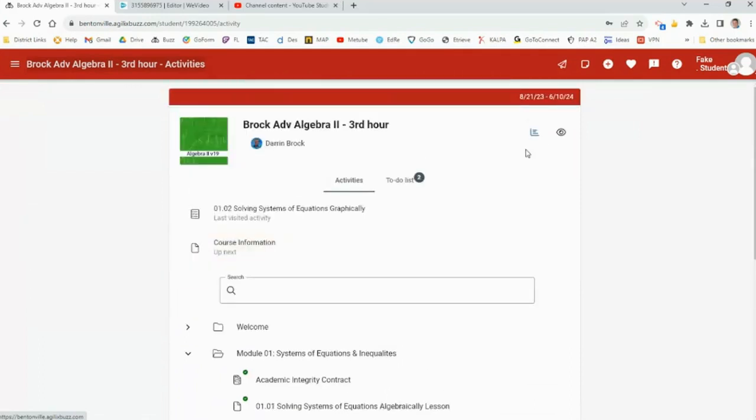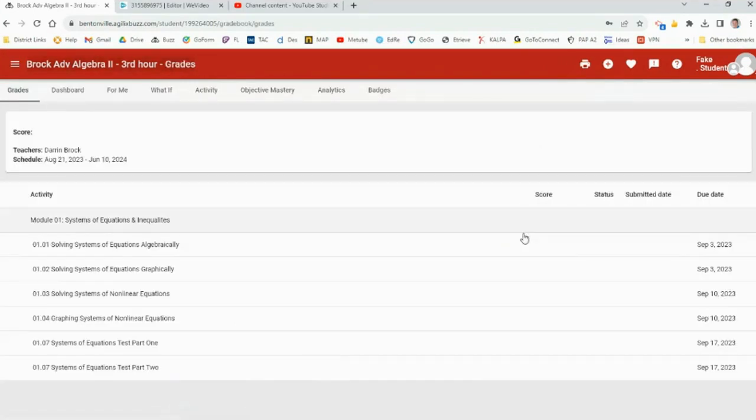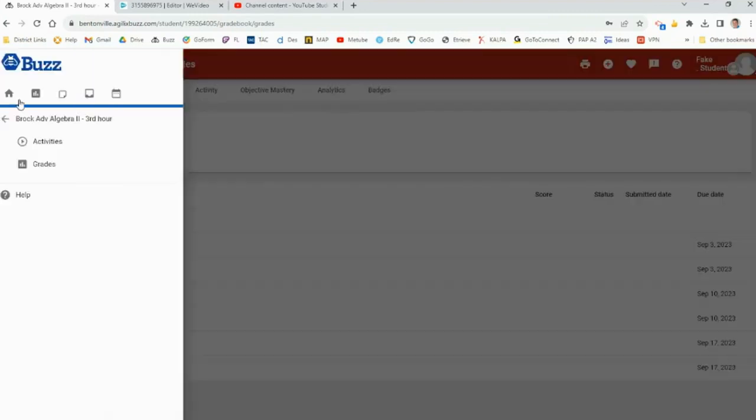Okay, let's go to our grade screen to see what is due this week. So when I click on the grade icon, it says September 3rd, we have 1.01, solving systems of equations algebraically, and 1.02, solving systems of equations graphically. So basically systems of equations this week. So we're going to learn how to solve them algebraically and graphically. So let's go check out those two lessons today.